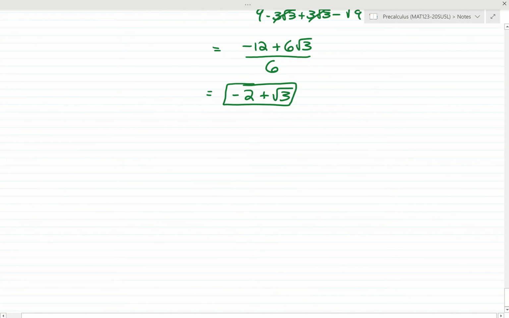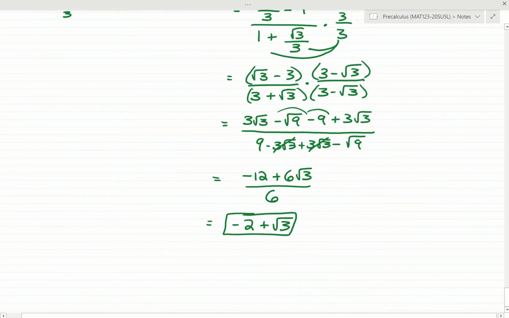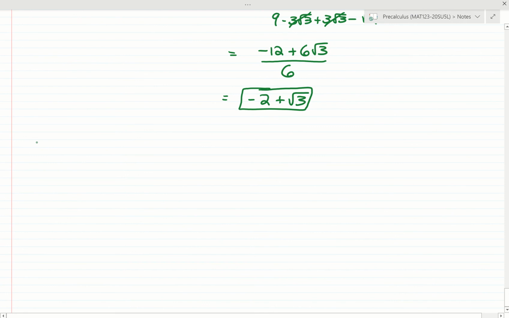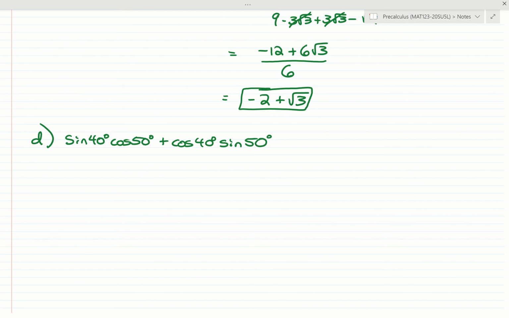We'll do one more example. It's a little bit different here. What if I asked you, what's the sine of 40 times the cosine of 50 plus the cosine of 40 times the sine of 50? Well, that's a little bit different than the other problems we were looking at. Which formula does this look like? It's definitely not tangent, right?